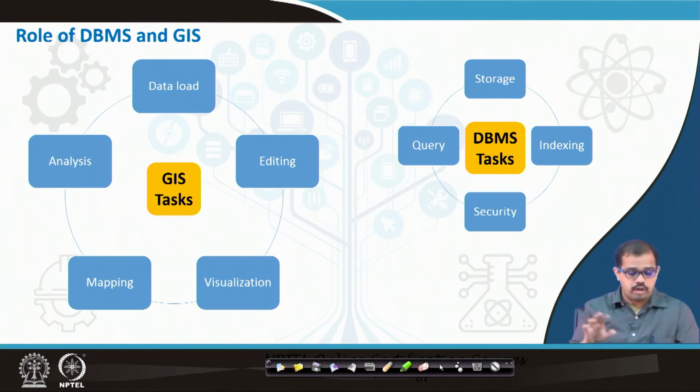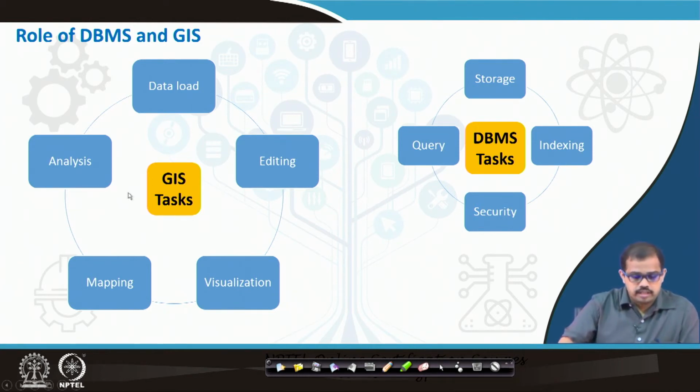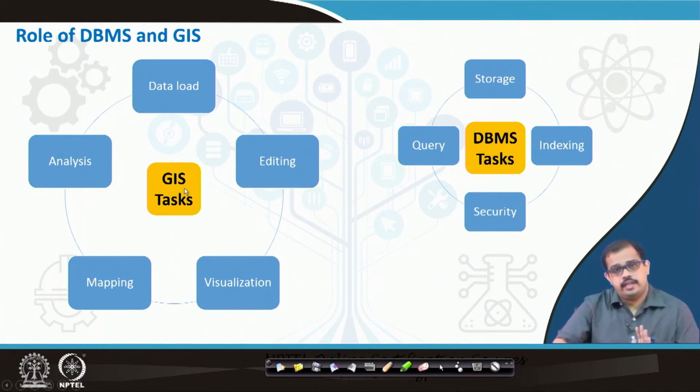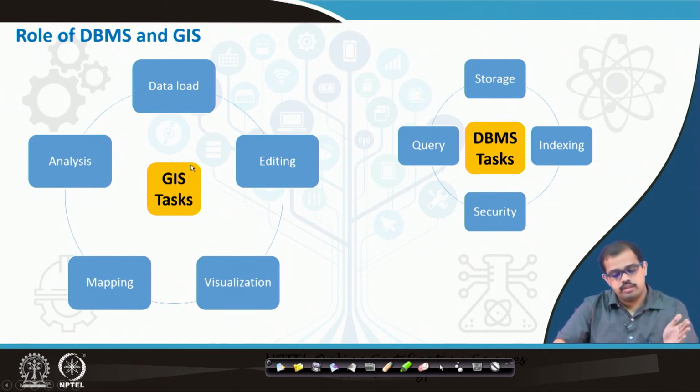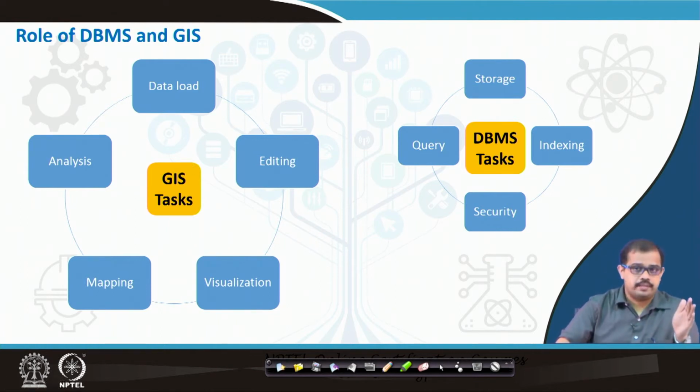So if you have to put in what the role of a database management system is in a GIS, let us take it separately and look at it. If you look at the GIS task, what is its task? The first thing is loading of data. When you acquire the data, then you load the data. Once you have loaded the data, you edit it or analyze it. Once you have analyzed it, you can visualize it, and finally you map it. That is how the GIS task works.